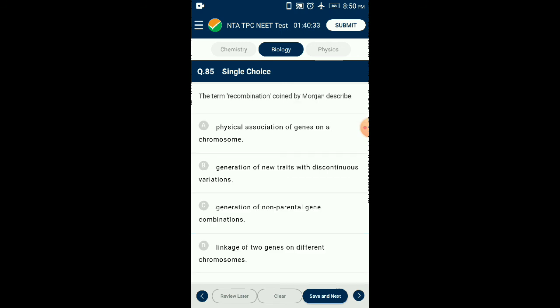Question number 85. The term recombination coined by Morgan describes... T.H. Morgan carried out several dihybrid crosses in Drosophila melanogaster and studied genes that were sex linked. Based on his studies, he coined the terms linkage and recombination. Linkage describes the physical association of two genes on a chromosome, while recombination is the generation of non-parental gene combinations. So the answer for this question is option C, generation of non-parental gene combinations.